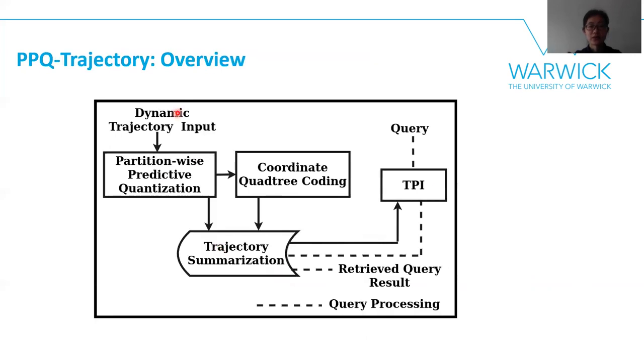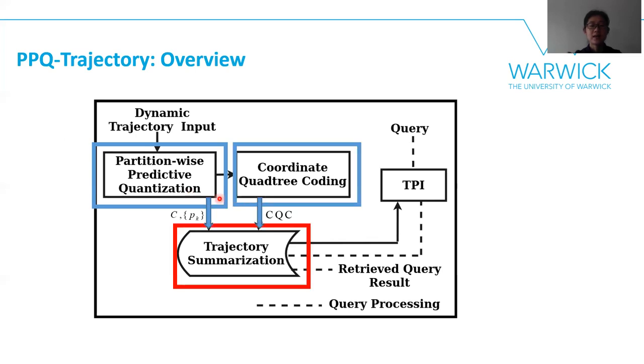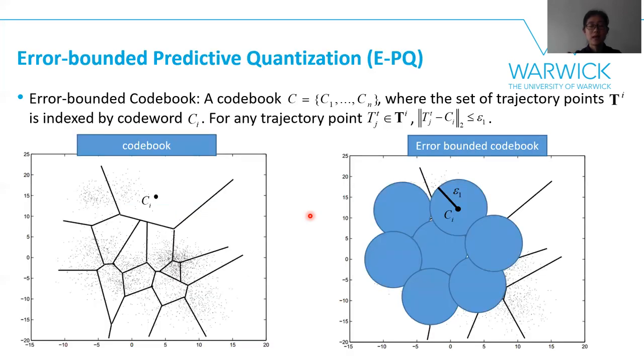Overall, our solution includes three parts. The first part is a partitioned quantizer that generates a codebook with error guarantees and optimal prediction parameters. The second part is a local encoder that maps the error states into binary codes. The third part is a spatial-temporal index over the summary, which avoids traversing the full trajectories. Our codebook bounds the quantization error. The code words are never at a distance above a threshold from the original point. The figure on the right shows how the subspaces are indexed by the error-bounded codebooks.